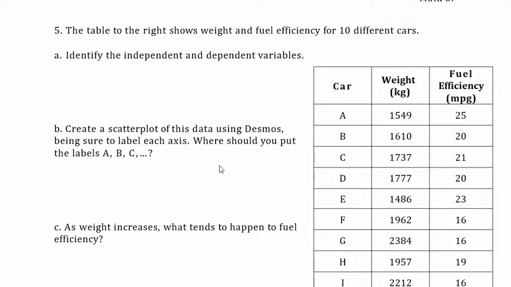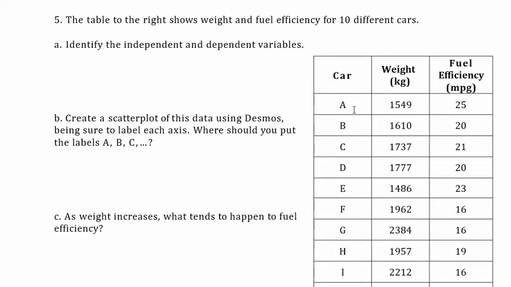Number 5, the table to the right shows weight and fuel efficiency for 10 different cars. Identify the independent and dependent variables. So we have cars here. This is how much they weigh in kilograms, and this is how many miles per gallon that they get. So we have kilograms and miles per gallon. Go ahead and pause the video and see if you can determine which is the independent and dependent variable.